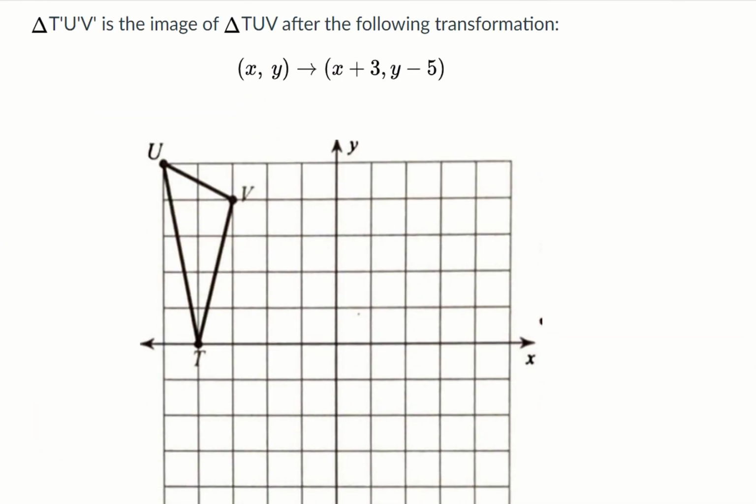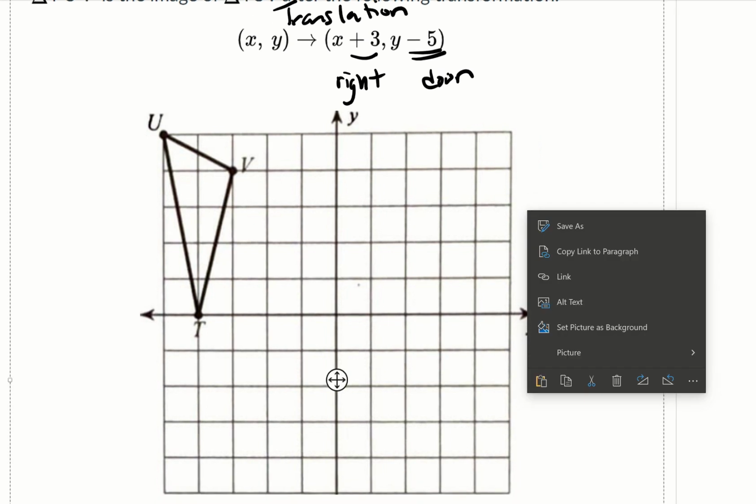All right, so next problem. Triangle T prime U prime V prime is the image of triangle TUV after the following transformation has occurred. So you have this transformation, and you have to know that this is a translation, okay? So this right here is a translation. Why? Because you're adding or subtracting a number to x and y. And so this means that you're shifting it to the right, and this means that you're shifting it down. Okay, so you're going right 3, down 5.